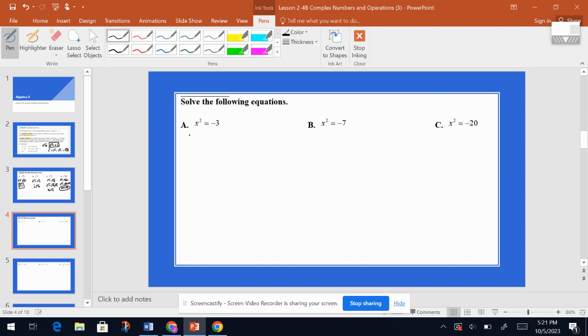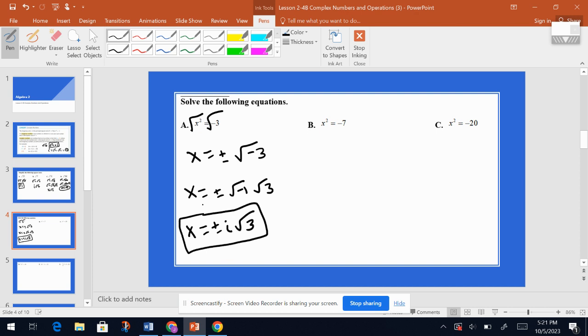Okay, so if I had x squared equals -3 and I took the square root of both sides, trying to solve for x, over here all that happens is I get x equals plus or minus, and on this side, I have the square root of -3. I am not going to leave my answer like this. I'm going to simplify this radical. So I have x equals plus or minus square root of -1, square root of 3. I would have x equals plus or minus i square root 3. That would be my solution.